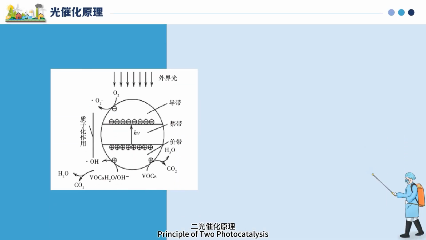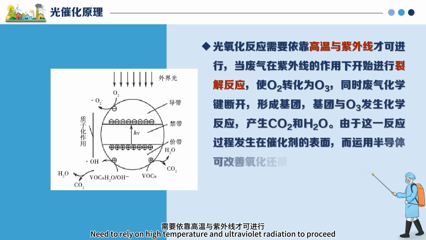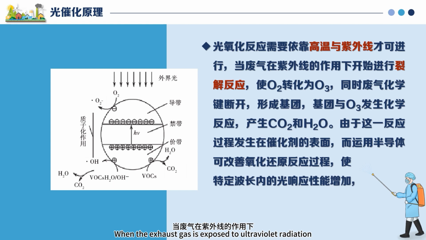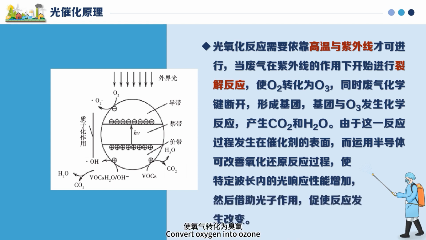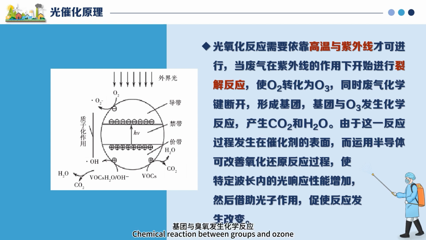Principle of photocatalysis. The photocatalytic reaction relies on ultraviolet radiation to proceed. When the exhaust gas is exposed to ultraviolet radiation, a cracking reaction starts, converting oxygen into ozone. At the same time, the chemical bonds in the exhaust gas break apart to form functional groups. A chemical reaction between the groups and ozone produces carbon dioxide and water. Since this reaction occurs on the surface of the catalyst, using semiconductors can improve the redox reaction process and increase the light response performance within a specific wavelength. Then, with the help of photons, the reaction undergoes a change.